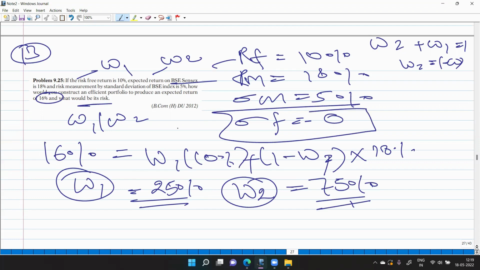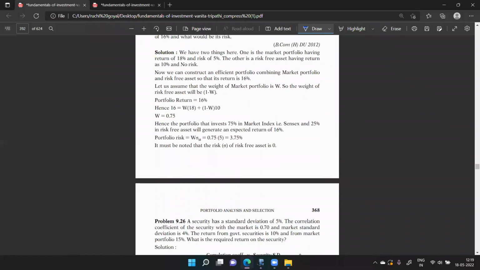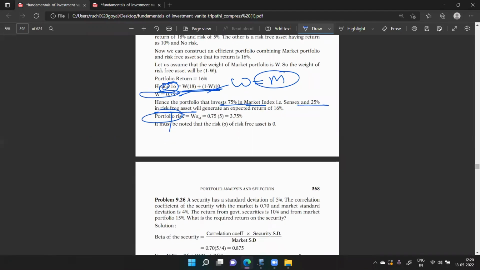रिस्क तो इसका तो 0 ही होता है, ठीक है। और अगर मार्केट का रिस्क निकालने जाओगे तो 75% पे अगर तुम्हारा 5% रिस्क है, just multiply this and you will get your answer. See इसने क्या किया है, 16% you needed the total return, इसने W को तुम्हारा मार्केट रिटर्न लिया है, ठीक है। तो मार्केट रिटर्न पे you are getting 18% and on risk free you are getting 10%. तो 75% you have invested on your market index, right? 75% in the market and 25% on risk free asset. तो पोर्टफोलियो रिस्क, फ्री एसेट का तो 0 हो गया, तो 75% का 5% रिस्क है, तो it is 3.75.